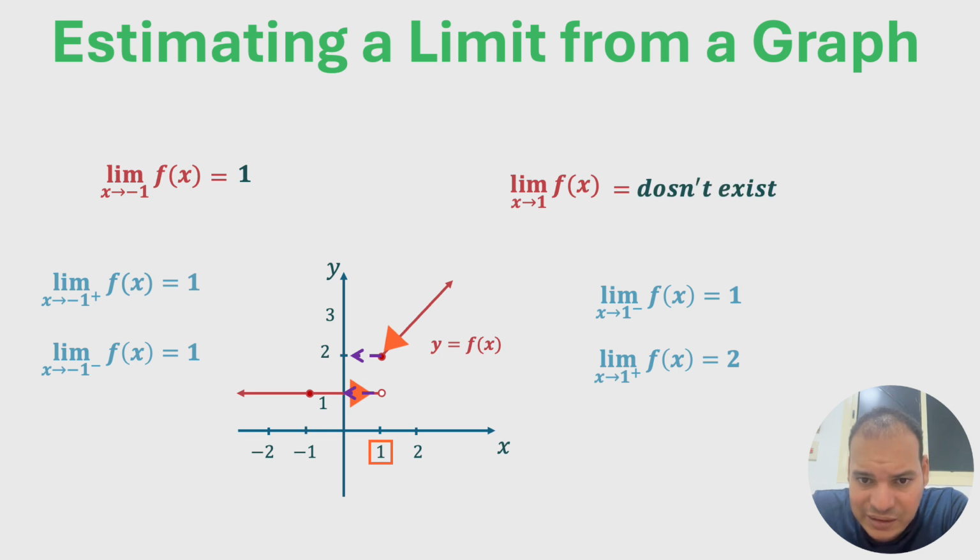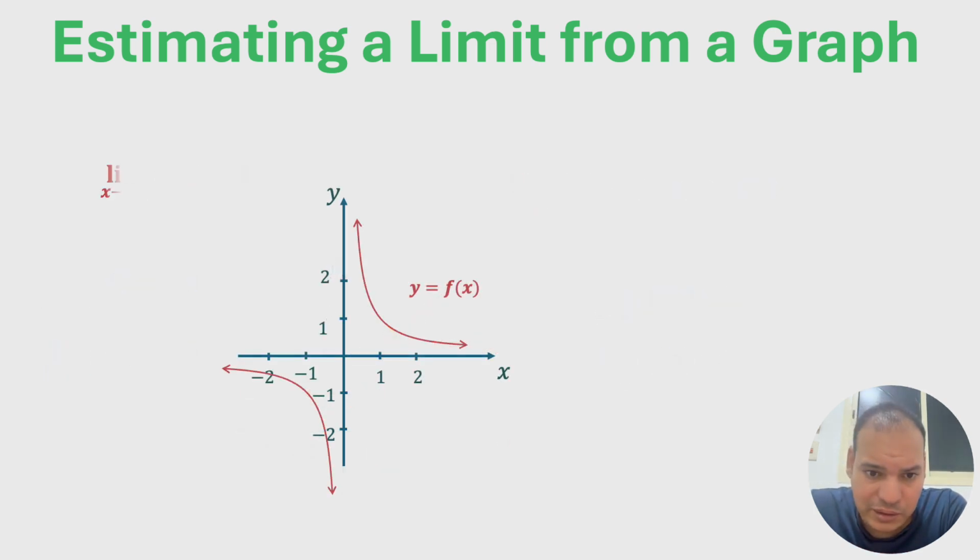So we say that the limit of f of x doesn't exist because the approaching principle doesn't give us one value, as we can see here. Approaching 1 from the left gives us 1, approaching 1 from the right gives us 2. These are two different values.